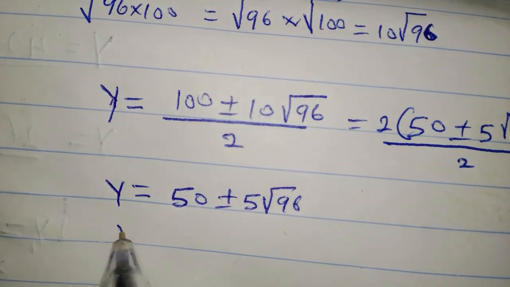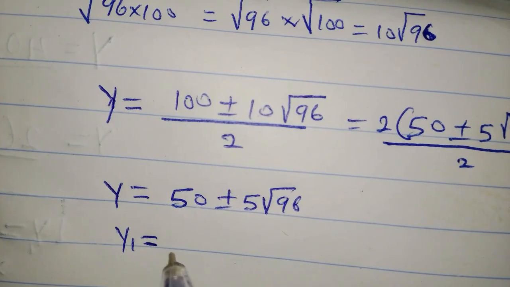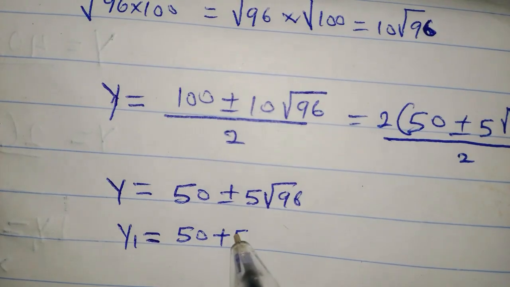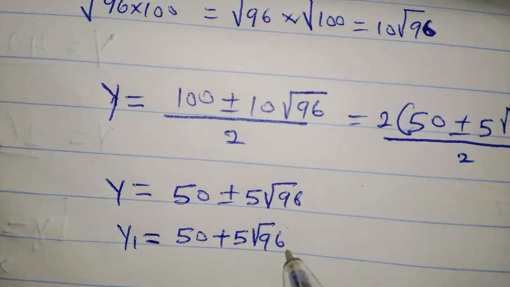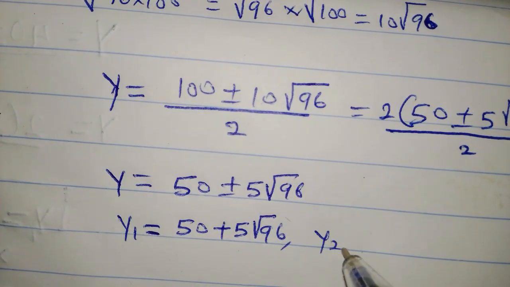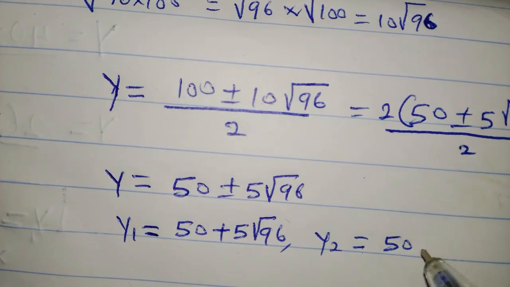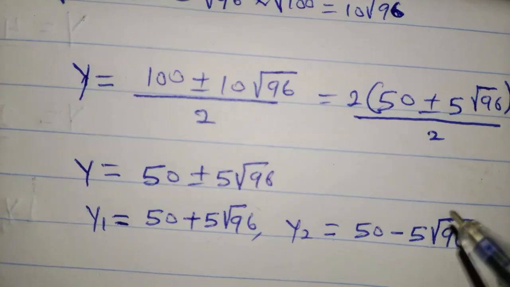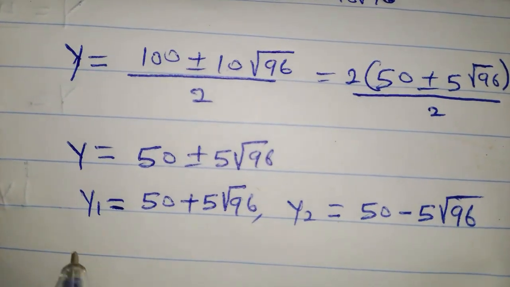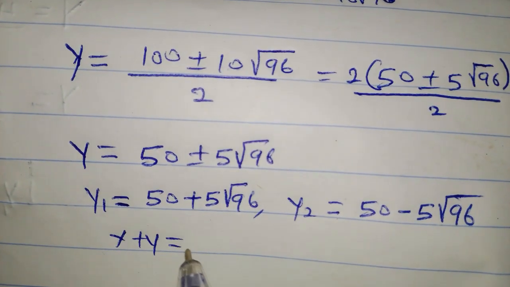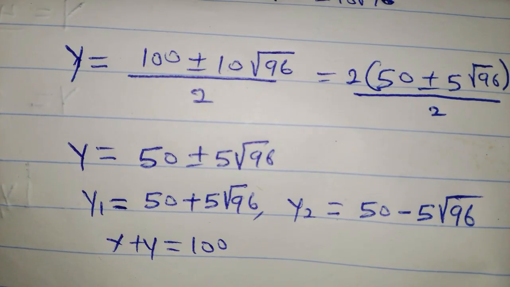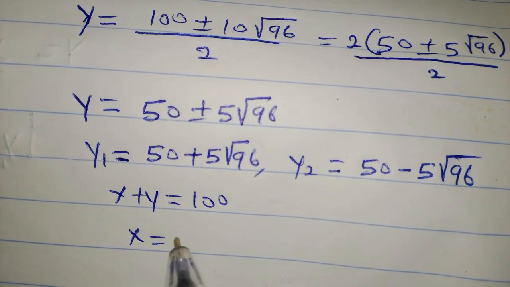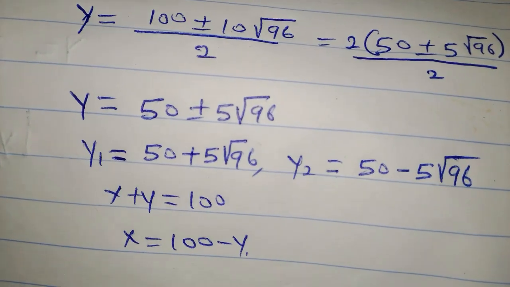Okay, so therefore we can say our y1 is equal to 50 plus 5 root 96. Our y2 is equal to 50 minus 5 root 96. And recall we said our x plus y is equal to 100, right? Then we say our x is equal to 100 minus y.